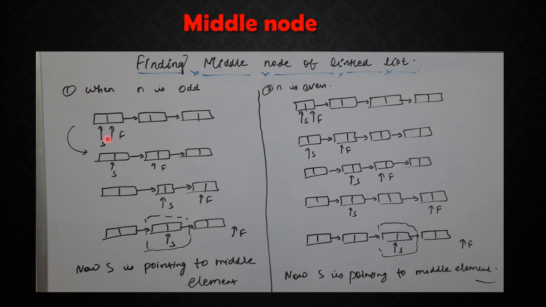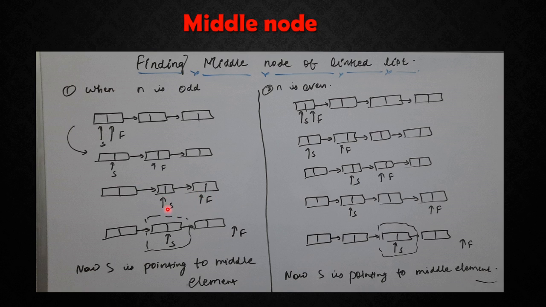After the first iteration, we move fast one step forward, and then again we move fast one step forward. If you see here, the fast has moved here and the slow has moved one step only. If you look at this position and then come back to this position, you will find that the fast has moved two steps, but the slow has moved one step only.